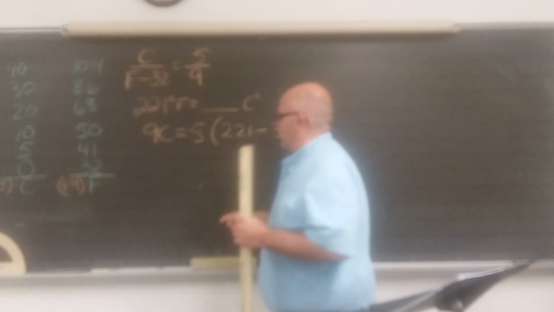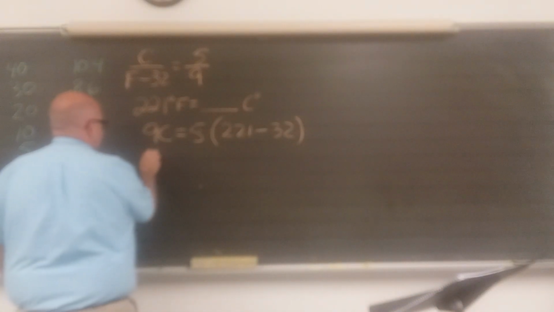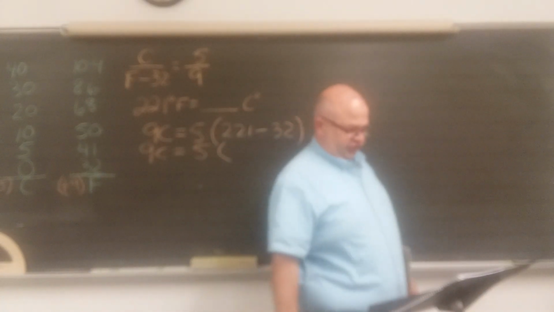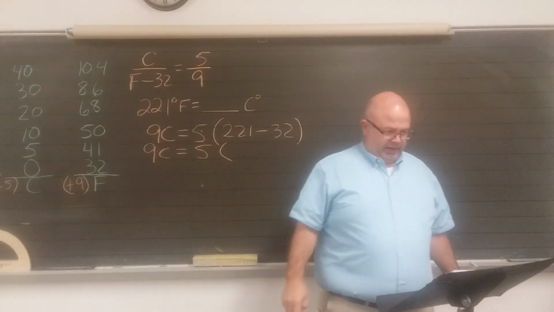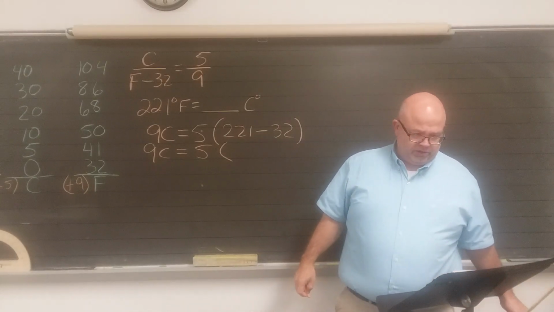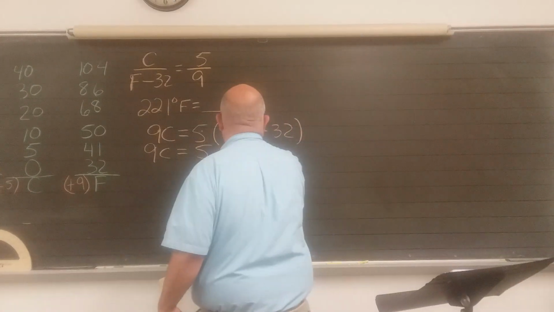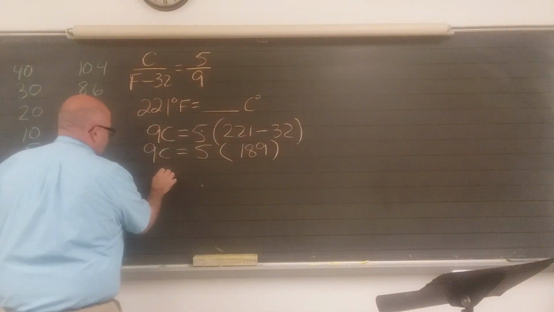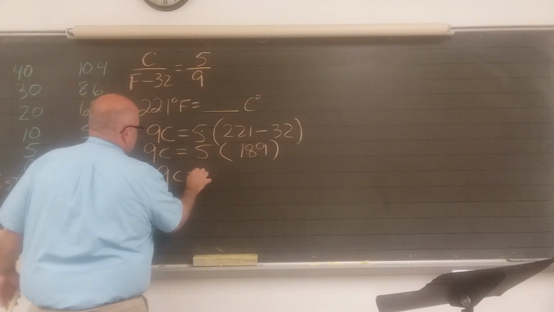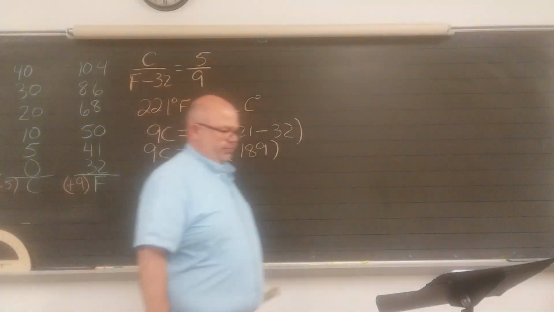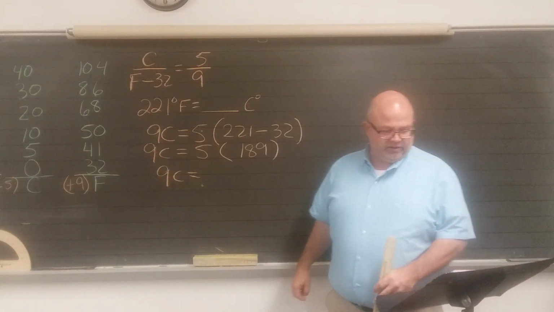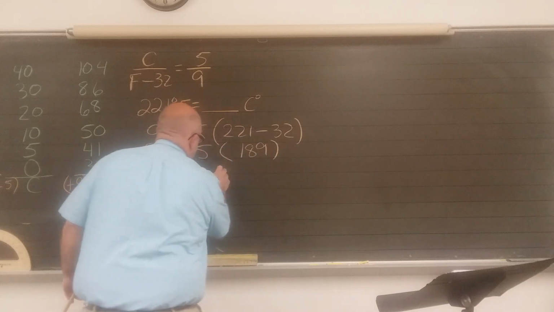So let's solve this. Stay with the 9C equals 5 times, what is 221 minus 32? 221 minus 32 is 189. Now it's again 9C equals what's 5 times 189? 5 times 189 is 945.